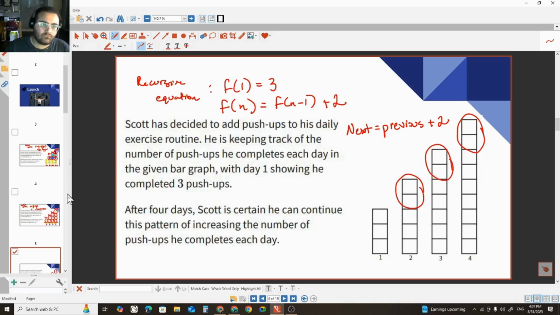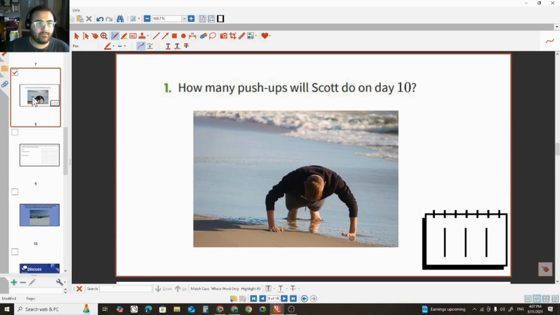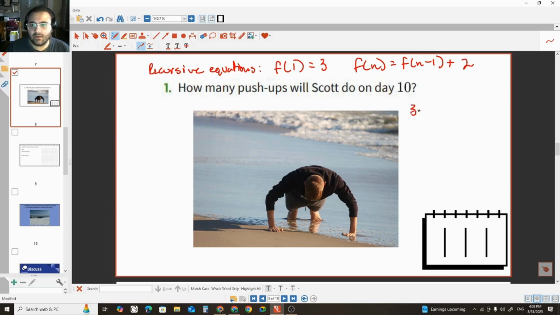So yeah, we have these 3 ways of thinking about these push-ups. So how many push-ups will Scott do on day 10? Well, students like to gravitate toward recursive equations. So if we have f of 1 equals 3, f of n is equal to f of n minus 1 plus 2, we can start at 3, then add 2, add 2, add 2. We're going to need to do this 9 times. That's a lot of work, though.